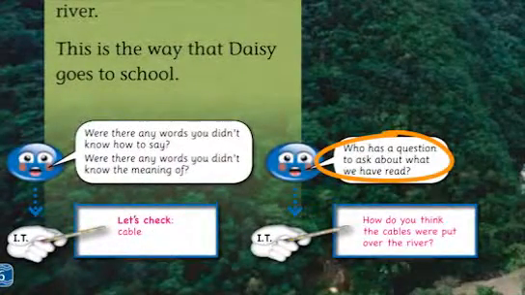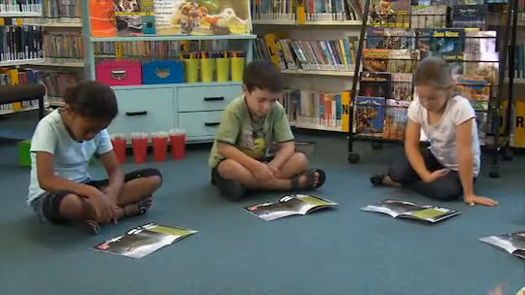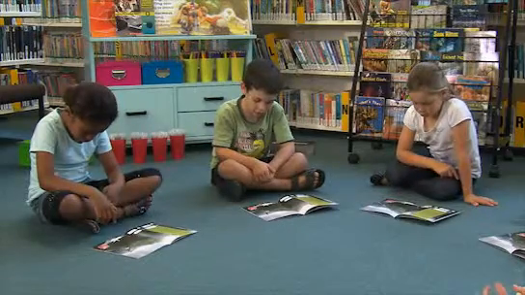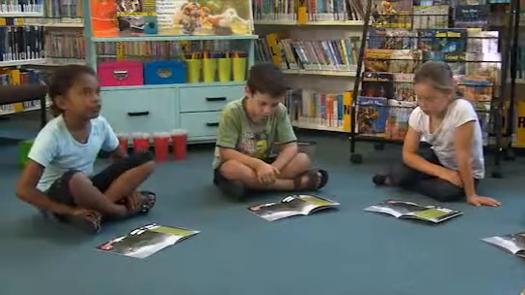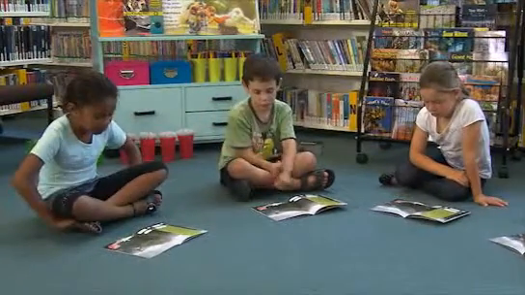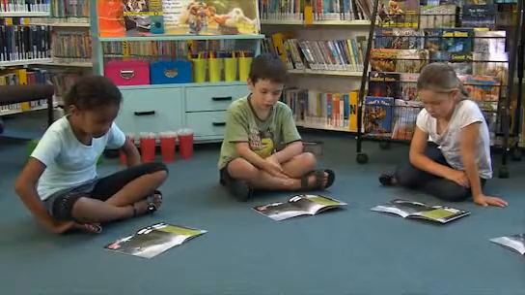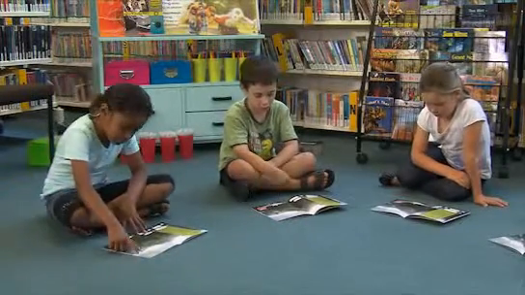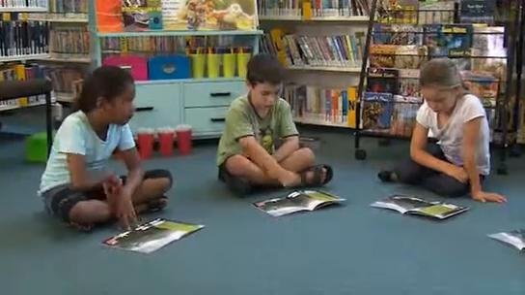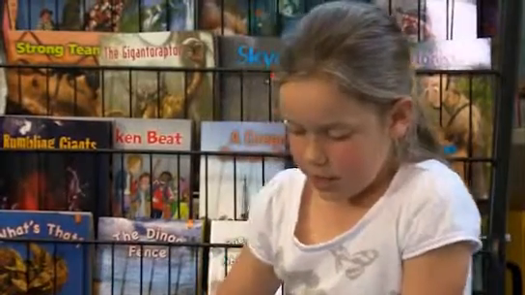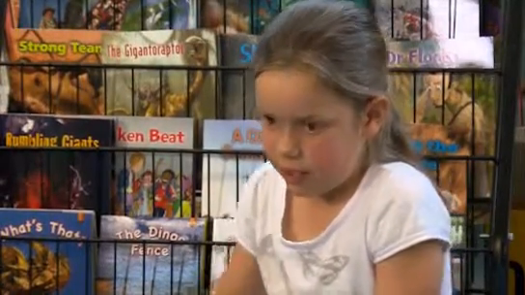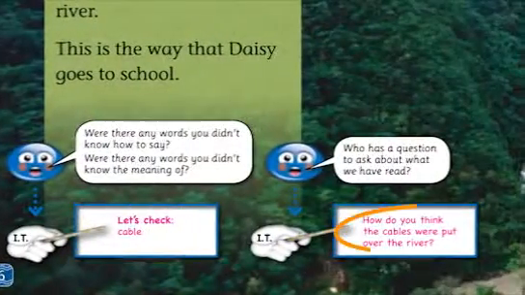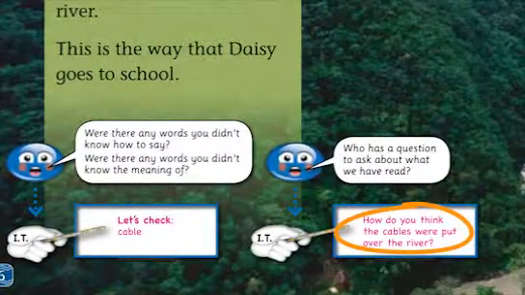Who has a question to ask about what we have read? In the school on the left side, how would they get across to the other side? With the cable. Because that's going down, and how would they get off the cable? Because it goes down. Maybe there's a landing for them and they can touch it with their feet and then stop quickly. How do you think the cables were put over the river?